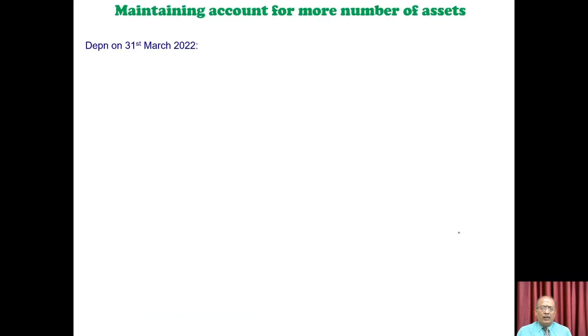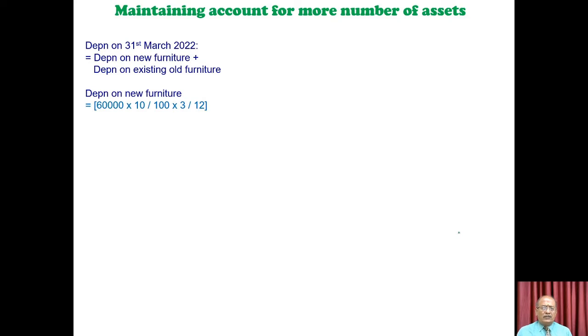Here you observe, the depreciation on 31st March will be calculated as depreciation on the new furniture plus depreciation on the existing or old furniture. Here the depreciation on the new furniture, that is, the asset was purchased in December, so the depreciation will be for only 3 months, so that will be 1,500. Now depreciation for the existing old asset. What is the existing old asset? Originally we had the balance of 2,50,000.